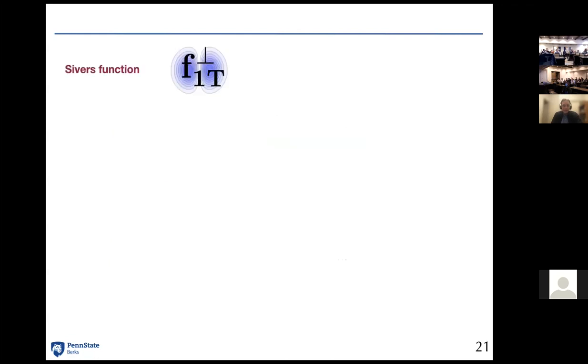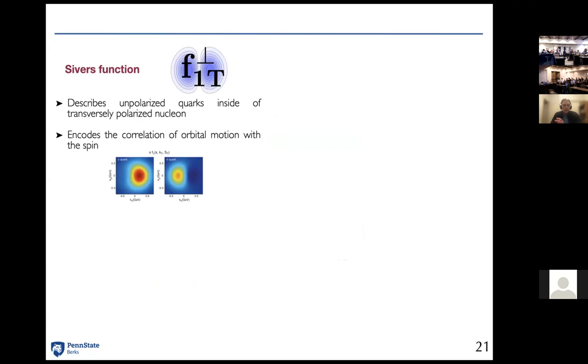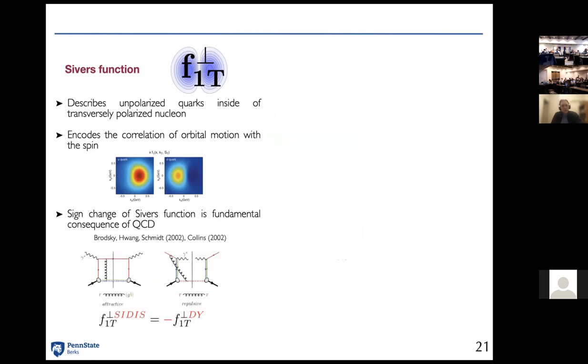So the Sivers function f1T perp describes unpolarized quarks inside of a transversely polarized nucleon. It encodes the correlation of orbital motion with the spin. So that's probably the importance of this function, why it's important. So they make a correlation between the motion of quarks and the spin of the nucleon. Why theoretically it turned out to be very important is that the sign change of the Sivers function was shown to be a fundamental consequence of QCD.